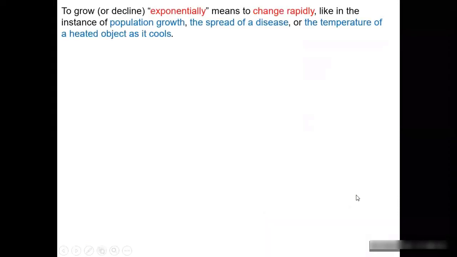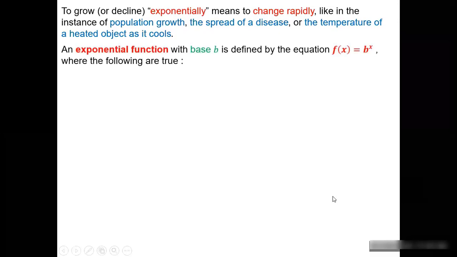So if we now think about what exponential means, the verb exponentially, or to grow exponentially, means to change very rapidly. Like in the instance of populations growing, the more humans there are, the faster the population grows. The spread of a disease, for instance the spread of COVID, grows exponentially. It starts slow with a few people, but as more people have that disease, it increases much faster. The temperature of a heated object as it cools, if we pull a cake out of the oven, is going to cool very quickly at the beginning, but slow down as it gets closer to room temperature. That's what we refer to as exponential growth or decay.